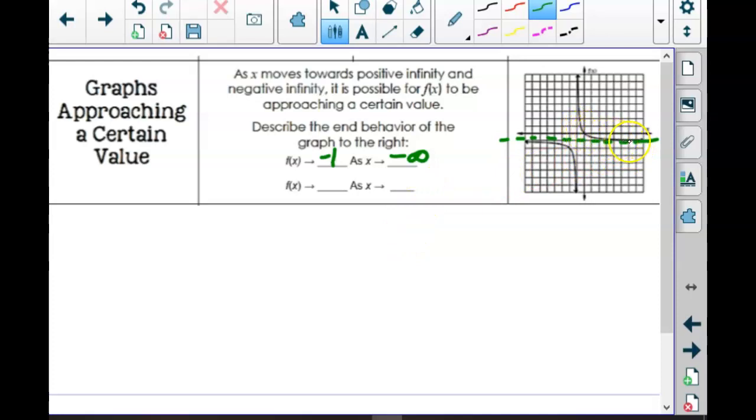But the right-hand side is also getting closer and closer to what? -1. Right-hand side would be positive infinity for x, and also getting close to -1. Because the y values are approaching that y equals -1 asymptote.